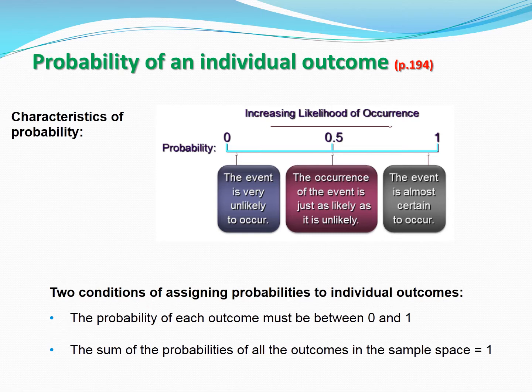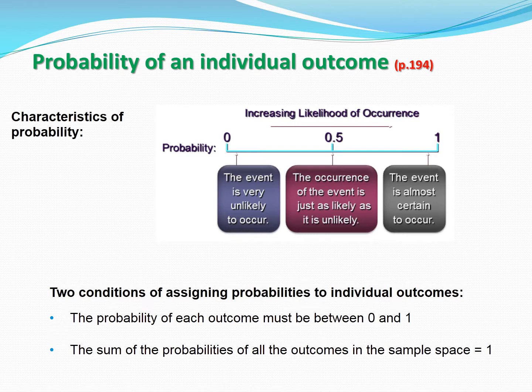If the probability is exactly equal to 0, that event will definitely not occur. But if the probability of an event is equal to 1, then that event will definitely occur. Then also the second condition of a probability is that the sum of the probabilities of all the outcomes in a sample space is always equal to 1.